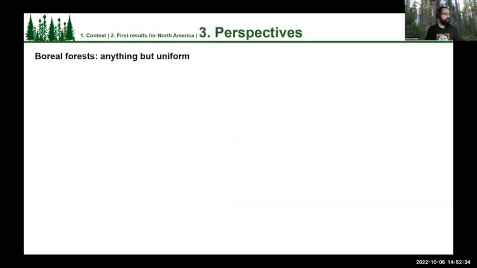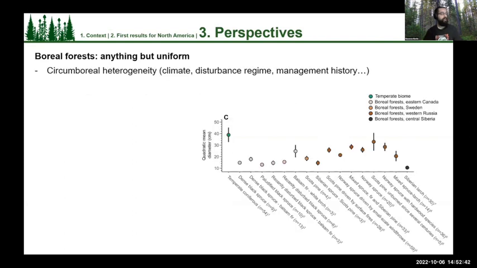And also for perspective, for now, this research has been made in Quebec, but the thing is that boreal forests are anything but uniform. For example, we have a very strong heterogeneity in climate, disturbance regime, management history, species composition. Here is an example in old-growth forests of just the differences in mean diameter of trees, and we can see that in some forests, you can have very large trees and in others very small trees.